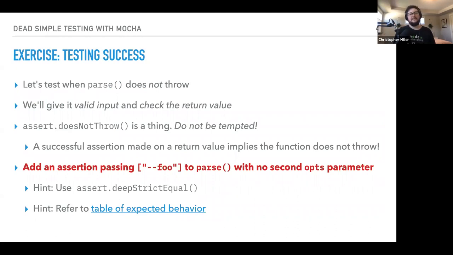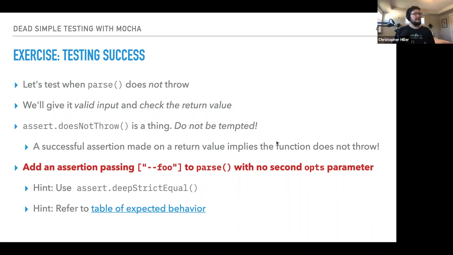I would pass this parse call to assert.deepStrictEqual, and we want to expect just an empty object, right? So that would be the second parameter. And so you're going to run that code and it's going to fail. And it's going to tell you why. It says, oh, well, it doesn't match. This empty object is not what parse returned. It returned something else entirely. And so you're going to want to look at that and see what it returned and update your assert call accordingly. And so I'll give you a minute to look into that.